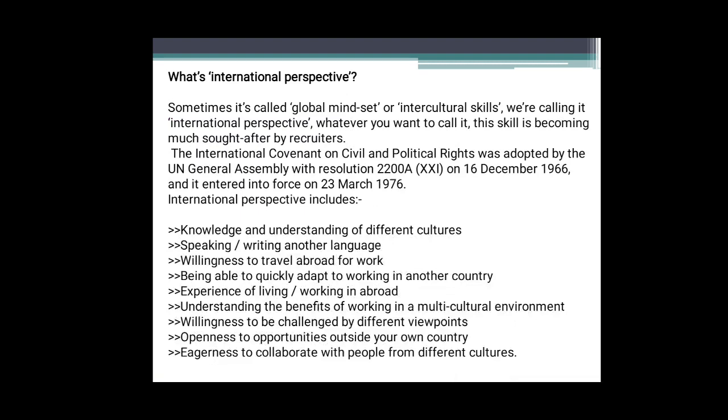So what is international perspective? Sometimes it is called a global mindset or intercultural skills. We are calling it international perspective. Whatever you want to call it, this skill is becoming much sought after by recruiters.